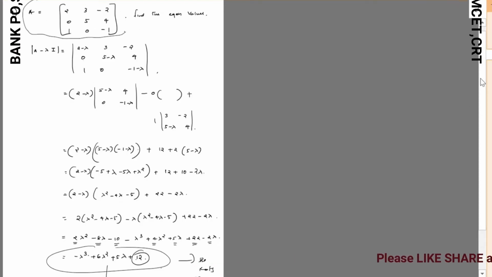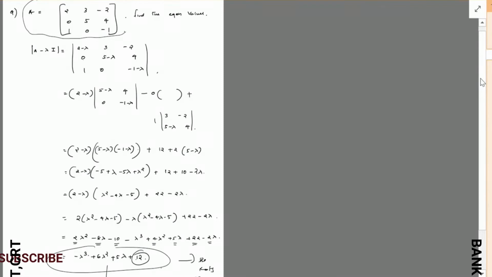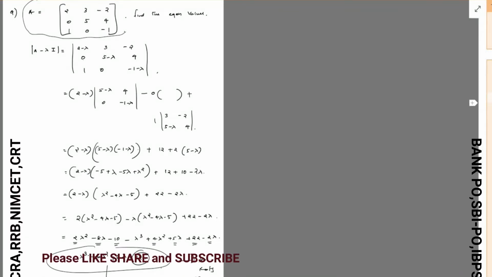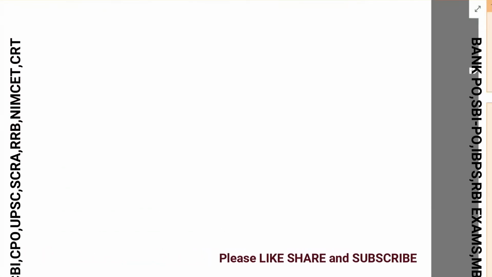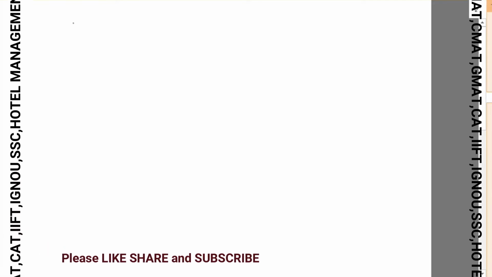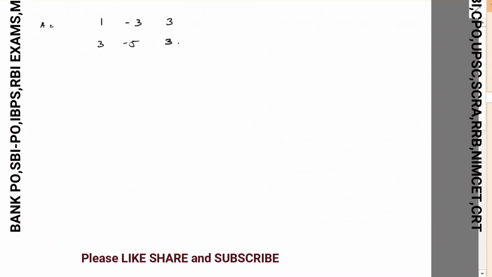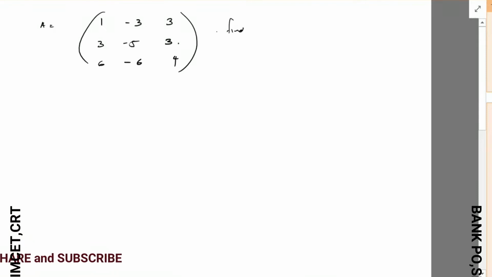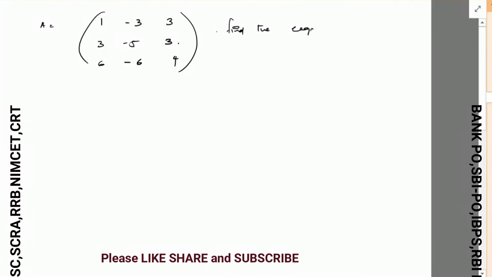So we can discuss another example. A is equal to [1, minus 3, 3], [3, minus 5, 3], [6, minus 6, 4]. Find the eigenvalues.